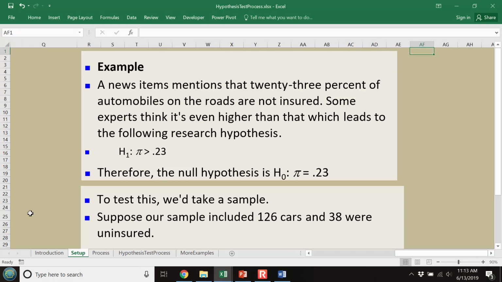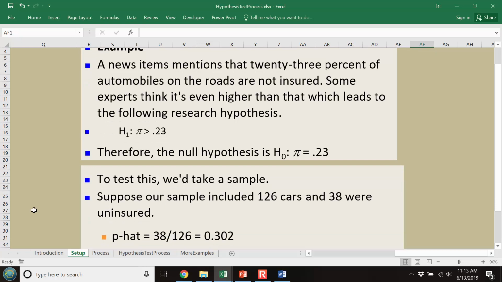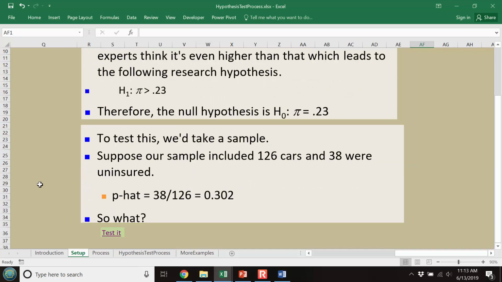Now to do his test, you go out and take a sample. So we'll do that. Let's suppose we take a sample and we get 126 cars and 38 of them are uninsured. Well, our sample proportion is 30.2%, 0.302. Notice that is a p-hat, and the hypotheses were about pi's, population proportions. Sample proportion, population proportion. So what does that tell us if it's not a population proportion?